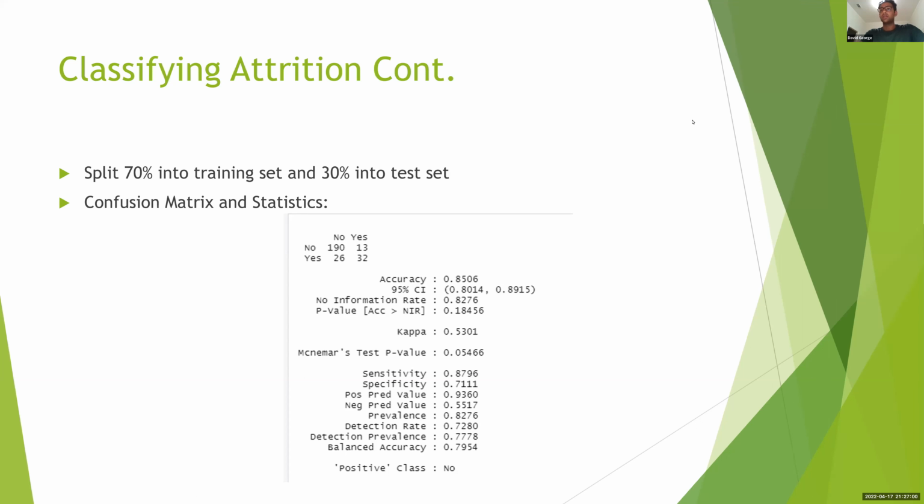Accuracy in this case means the total number correctly classified divided by the total number of observations, and 85% is very high. We also have a sensitivity of 88% and a specificity of 71%. Sensitivity is the total number correctly classified as no divided by the total number of true no's. Specificity is the total number correctly classified as yes divided by the total number of true yeses.